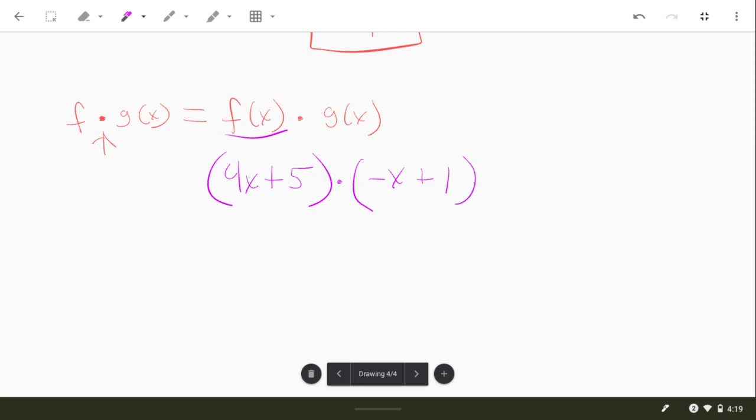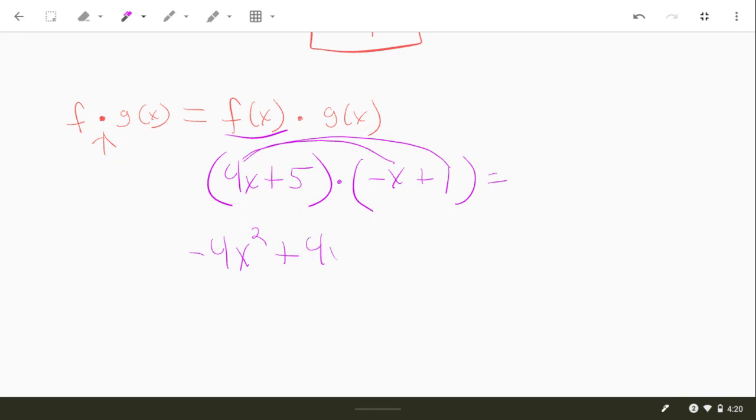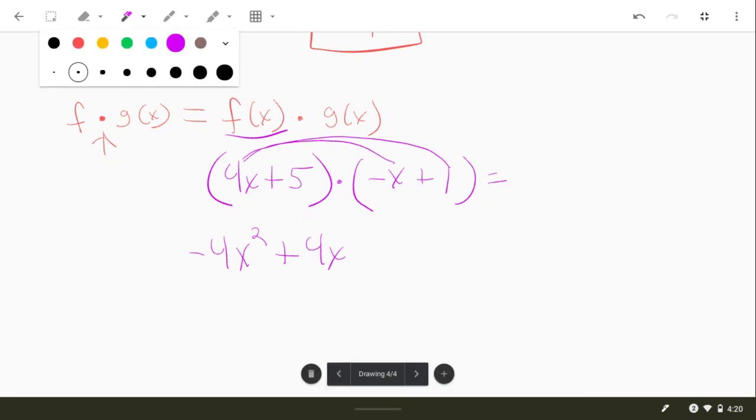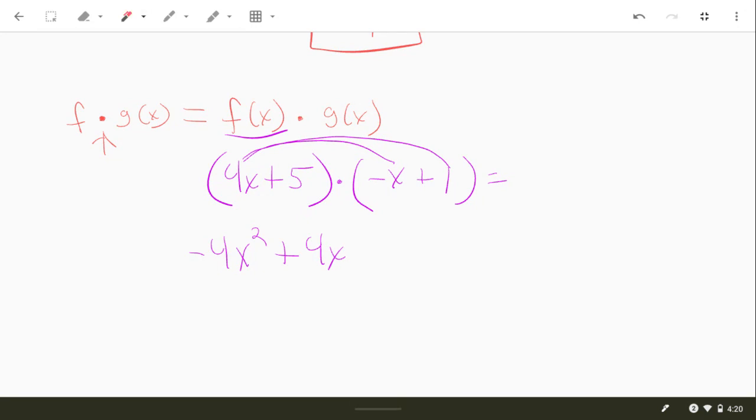And now we're going to multiply these two beautiful things and see what comes out on the other side. So we're going to have to do the double distributive property here. 4x times negative x is equal to negative 4x squared, because we had two x's. And then 4x gets distributed over there too. 4x times 1. That's 4x as well. And now we're going to do the positive 5 times both of these on the right, which 5 times negative x is negative 5x. Positive 5 times 1 is positive 5.